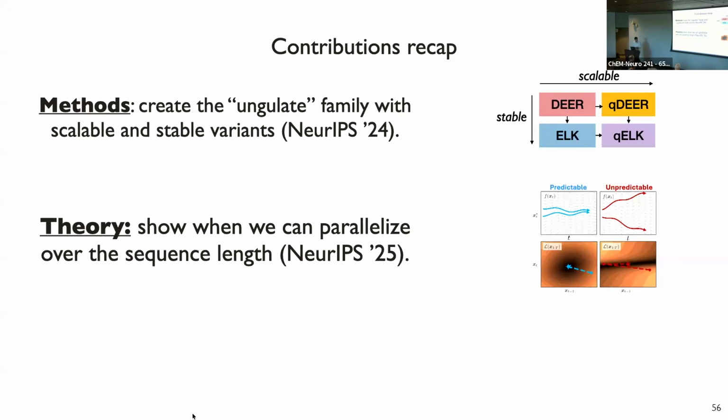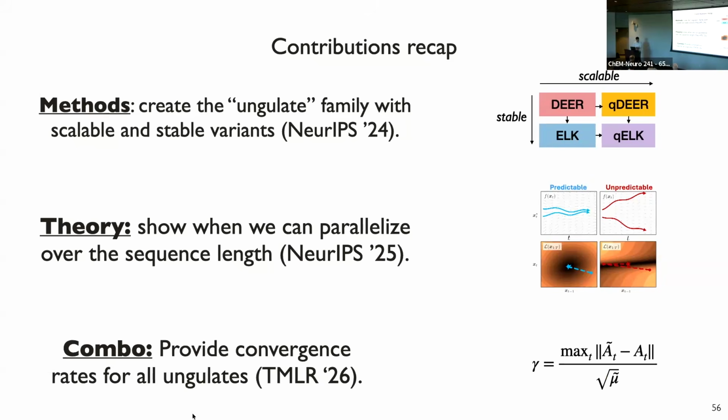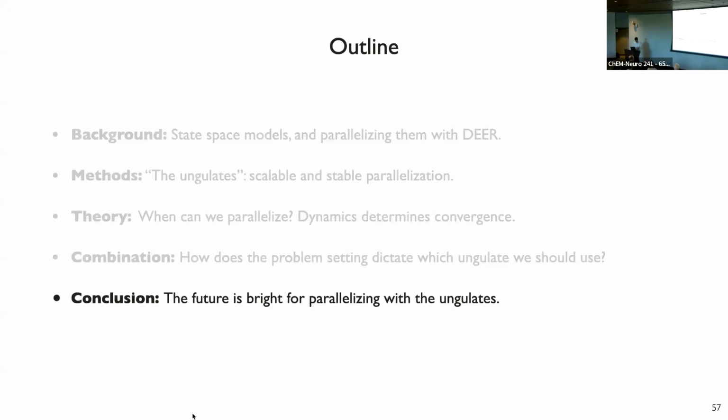That's where the second paper, my theoretical contribution came in, where we showed that it was a property of the dynamical system, its predictability, that allowed for an ungulate method to achieve speed up. And then finally, in the last paper I just presented, I combined them by providing convergence rates for all the ungulates, both those that I created and some of those that we discovered along the way. So yeah, this concludes my 3 papers, the methods, the theory, and the combination. And now I'll provide a brief prospective for the future.